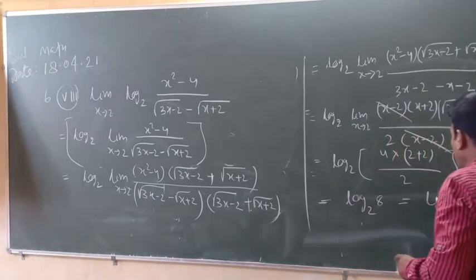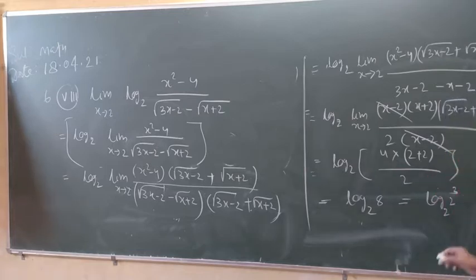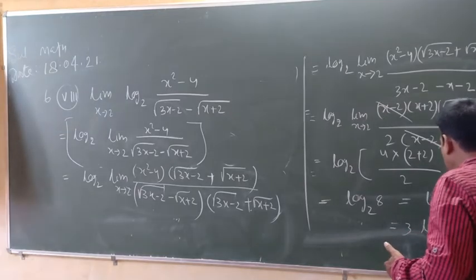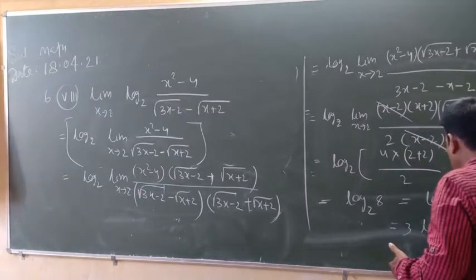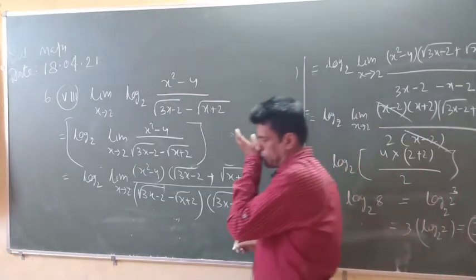That becomes log 2 to the power 3, because 2 cubed is equal to 8. That 3 comes outside here. That becomes 3 log 2 base 2. Log 2 base 2 is equal to 1. When the base of the logarithm equals the number inside the logarithm, then that logarithm becomes 1. So that is 3 into 1 is equal to 3. The answer is 3.